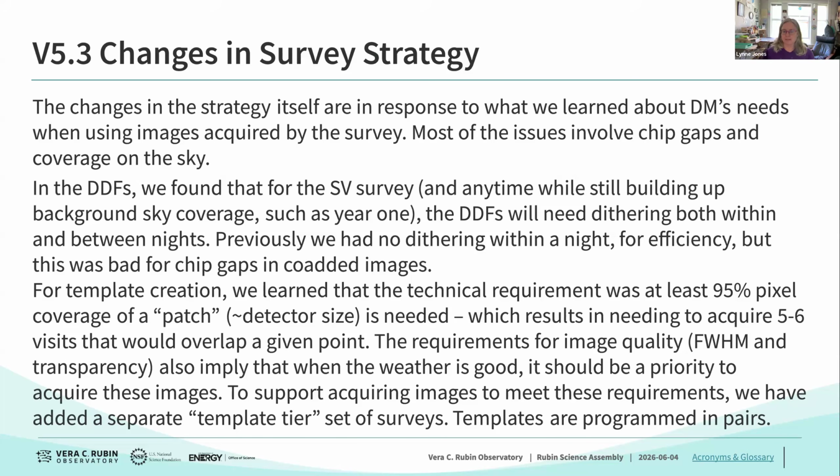So the templates in v5.3 are programmed in pairs. That is new at 5.3. In 5.1 and 5.2 we were still figuring out how to do that, and so in those intermediate simulations, the templates are single visits, but we figured out how to do templates in pairs. The pairs are not always in different filters, but sometimes, like for u and u, they're the same band.